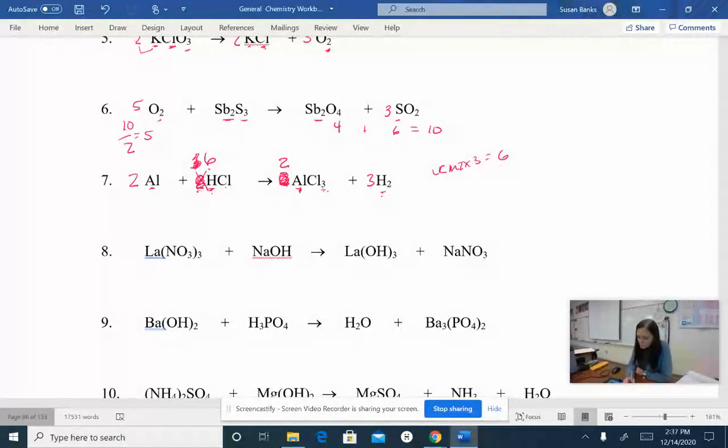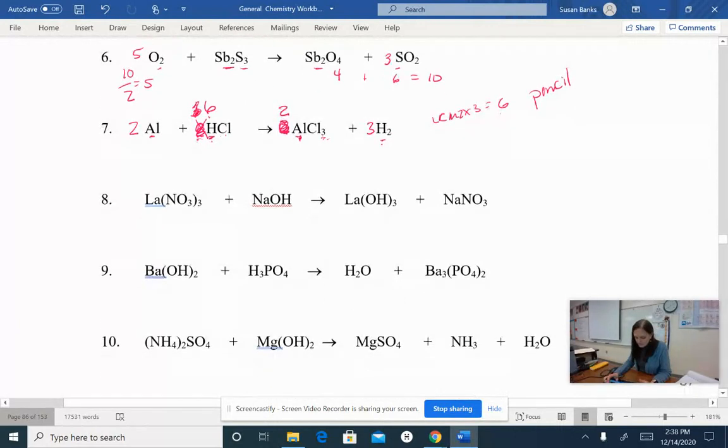So sometimes we're going to have to change our coefficients that we've already put in. So my suggestion to you would be to use a pencil for when you're first starting out and you're learning how to do this, because it's going to take you a while sometimes to get the mix.